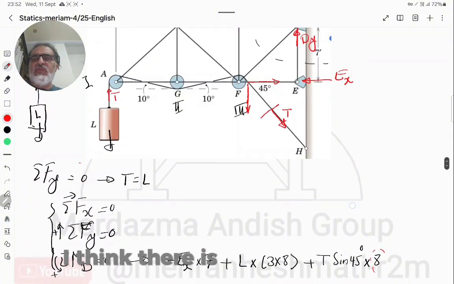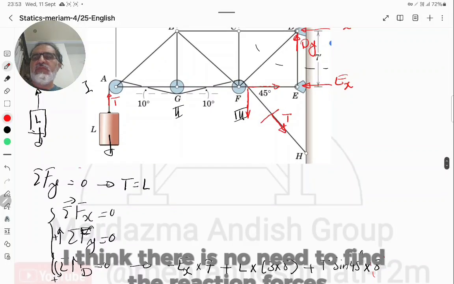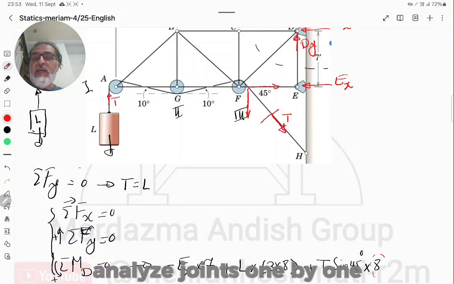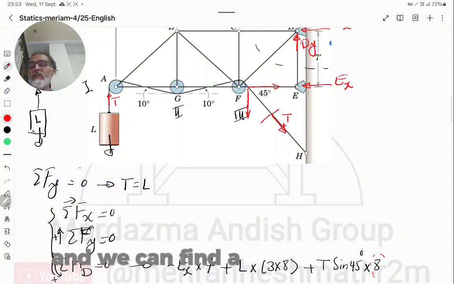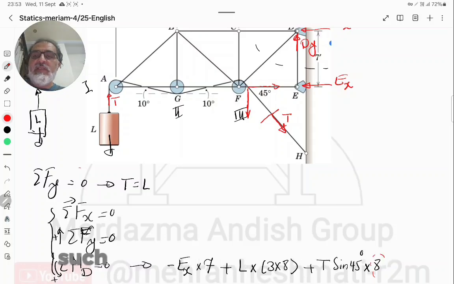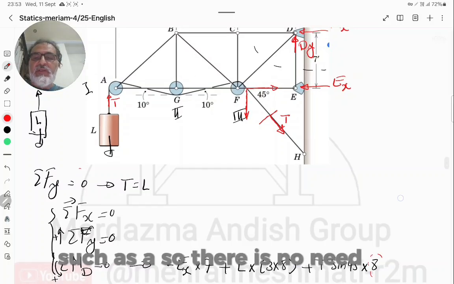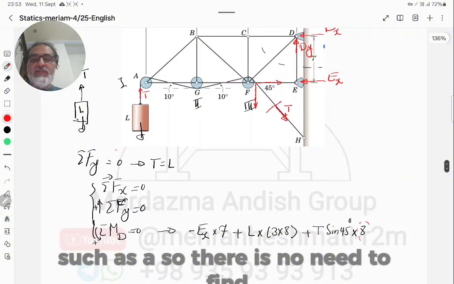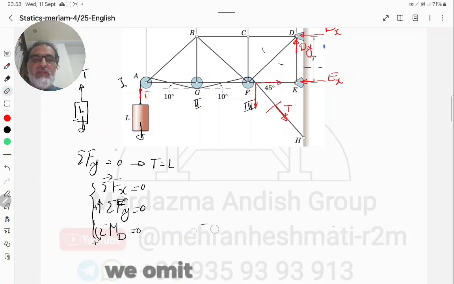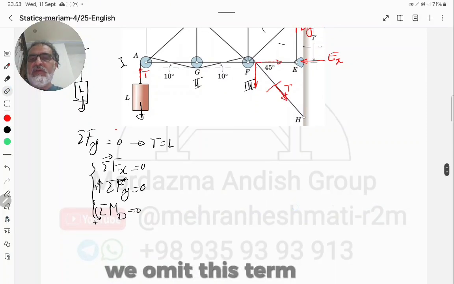And I think there is no need to find reaction forces, because as I said, we have to analyze joints one by one, and we can find a joint with two unknown parameters, so there is no need to find reaction forces. We omit this term here.